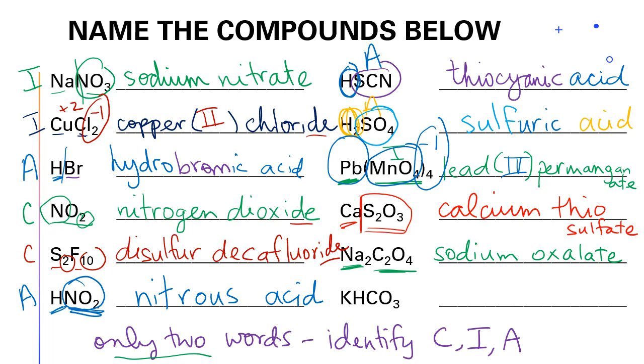And last but not least, I see K and H and CO3. There's a lot of elements here, but if you check your polyatomic ion list, HCO3 is all together as one. K is potassium. It does not need a Roman numeral. HCO3 is either called bicarbonate or it's called hydrogen carbonate. Either way, so this can be potassium bicarbonate or potassium hydrogen carbonate.